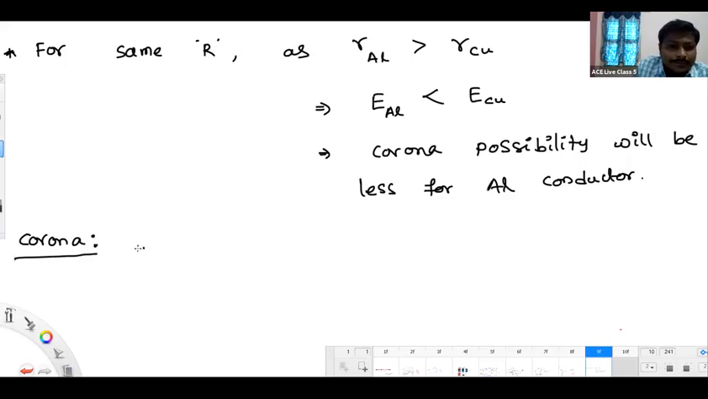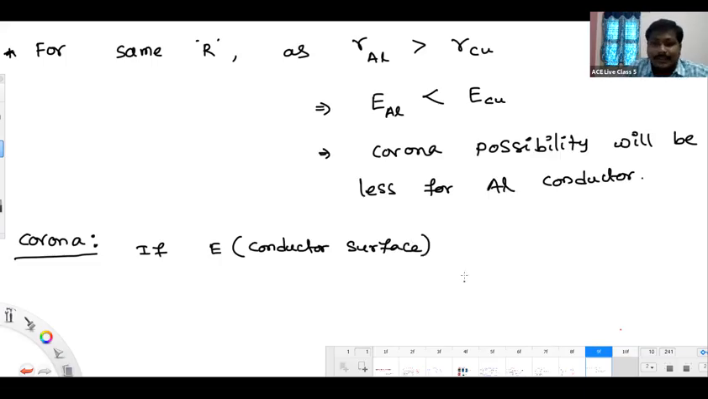Simple. If the electric field intensity on the conductor surface is greater than... look here please. Corona will be less in aluminum, right? Hemalata, we have already discussed that. Electric field intensity is inversely proportional to radius. Yes, a larger area is an advantage only, right? That's what we are discussing now.